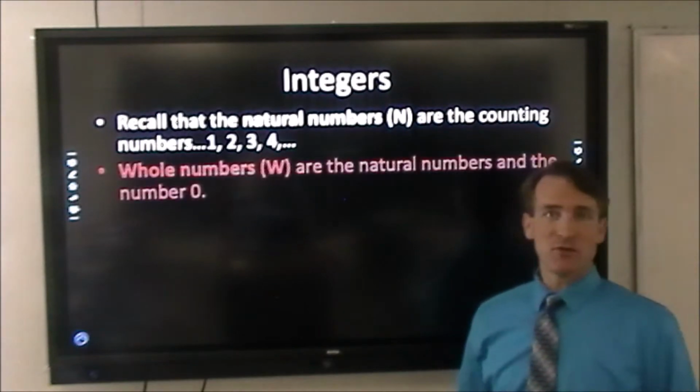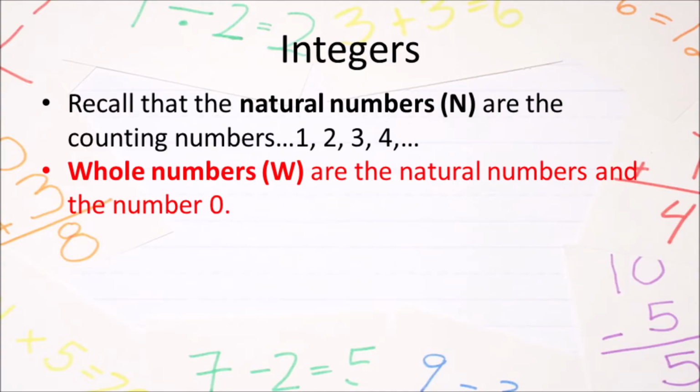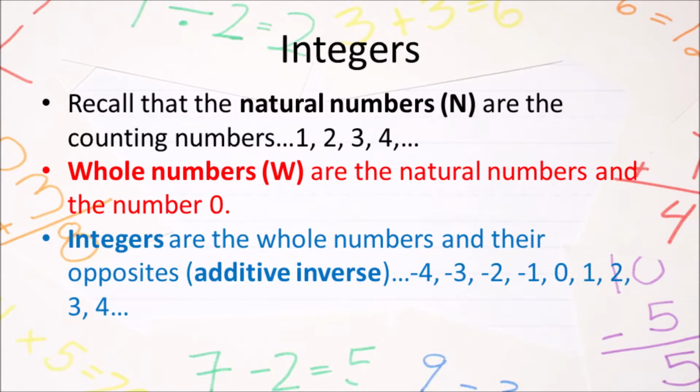The next term that we need to learn is the whole numbers, which is abbreviated with a W. The whole numbers are all the natural numbers, 1, 2, 3, 4, with the addition of one more number, that being the number 0. If we add the negative values of our natural numbers, such as -3, -1, -8, those are what we call integers. In today's lesson, we're going to be dealing a lot with integers.